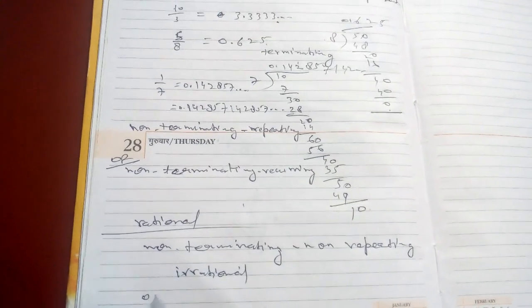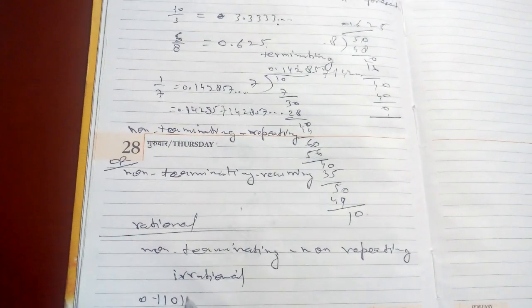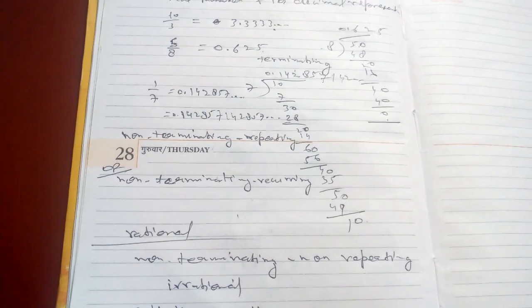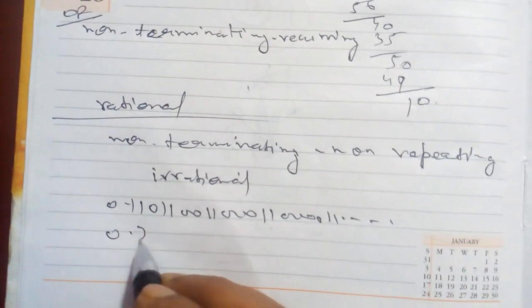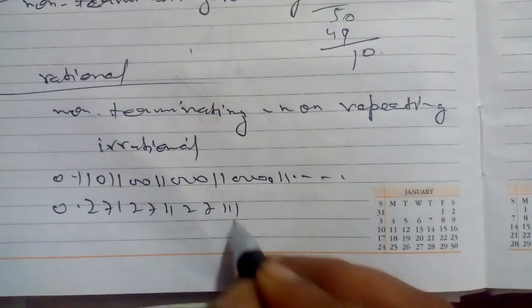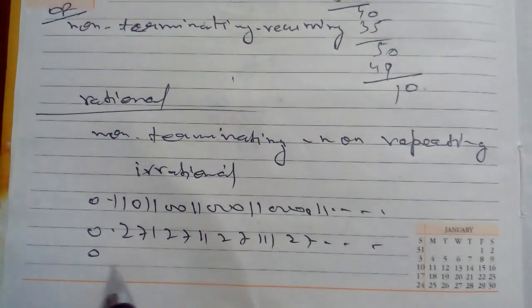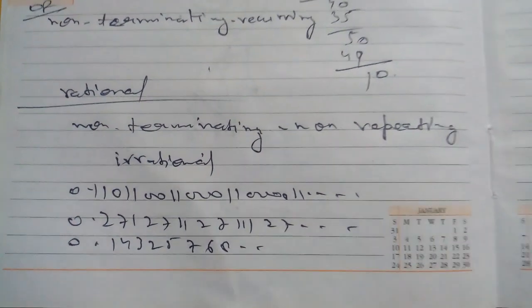For example, 0.110, 1100, then 1100, then 1140, or any number. Like this you can write 0.271, 2711, 27111, and so on. So it is non-terminating, non-repeating. Or you can write 0.1432576 and so on, any number, any sequence.